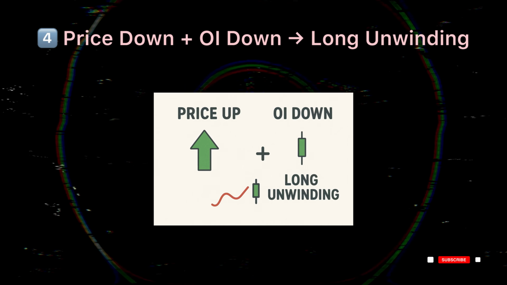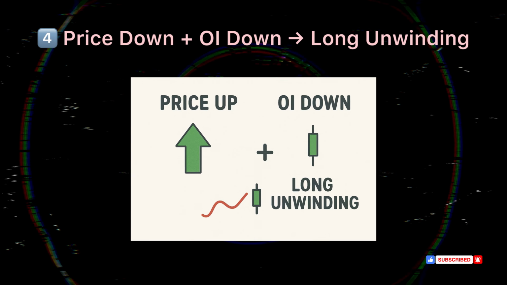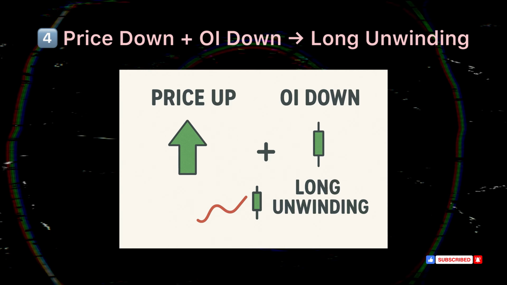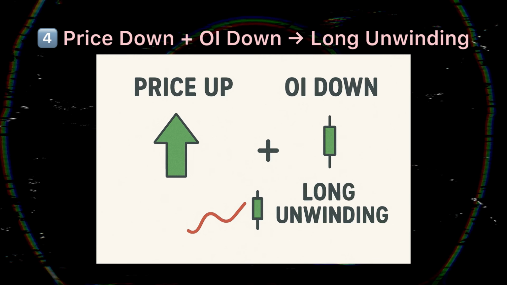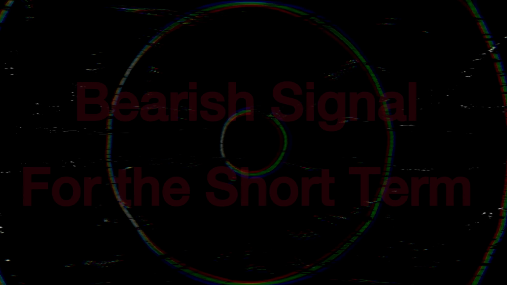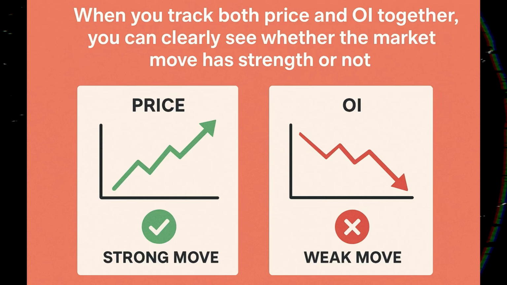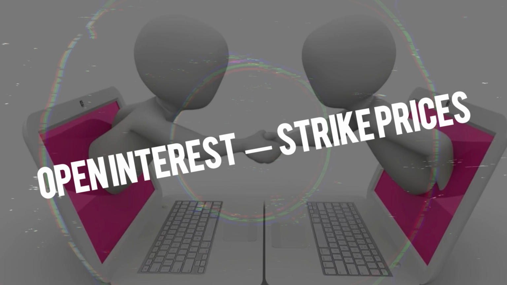Fourth, when the price is decreasing and open interest is also decreasing, that means long unwinding. Traders who bought earlier are now closing their positions. This is a bearish signal, but this is also for the short term. So, when you track both price and open interest together, you can clearly see whether the market move has strength or not. Now let's connect open interest with strike prices.